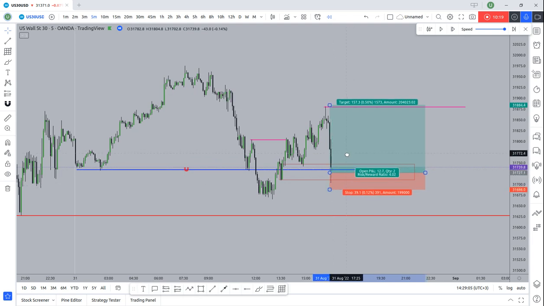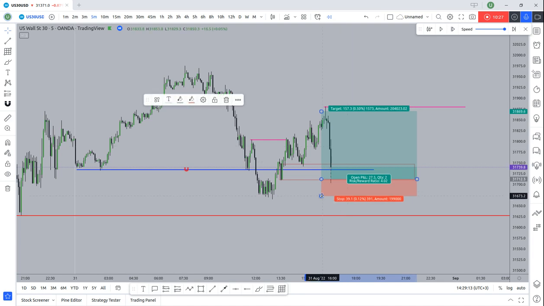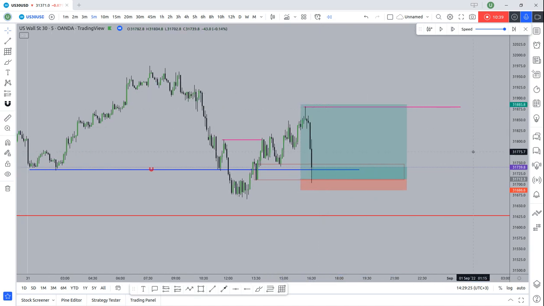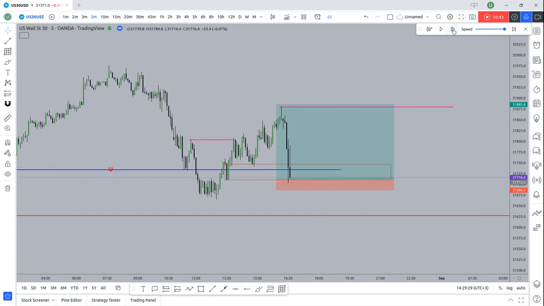Okay. Now because it was 1 to 6, I think I entered right here, because I do remember I caught 1 is to 6. My stop loss, and my target was this liquidity. I do remember. So let's see what happened.